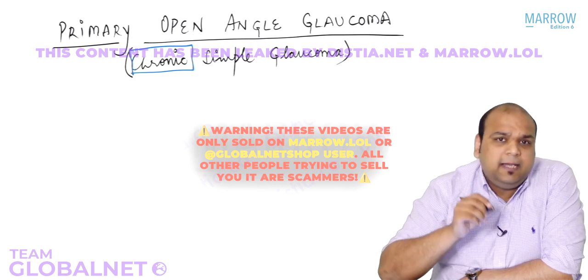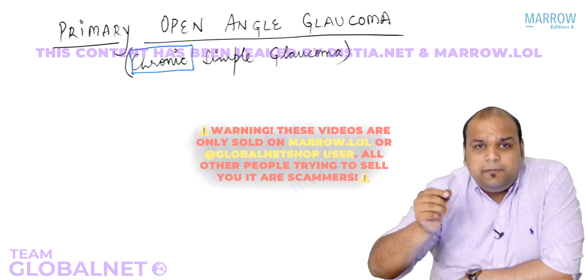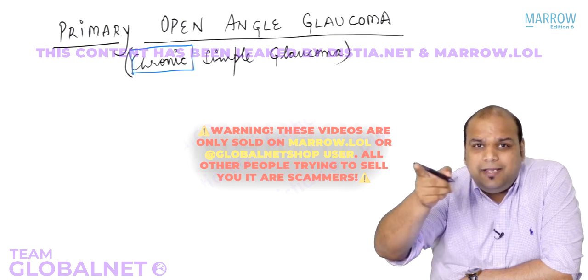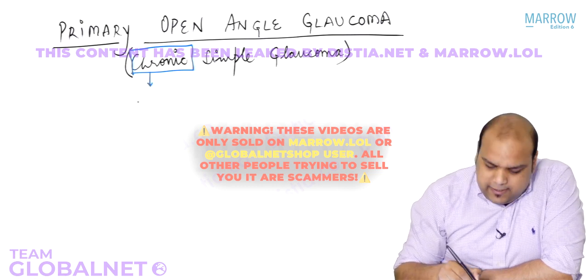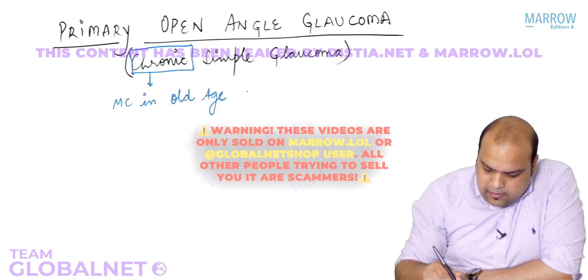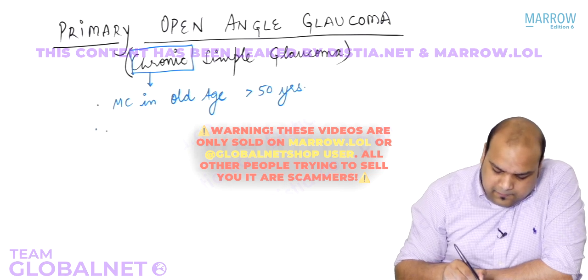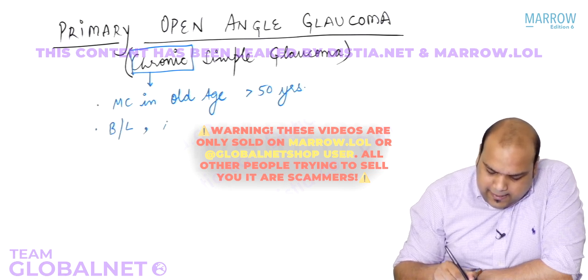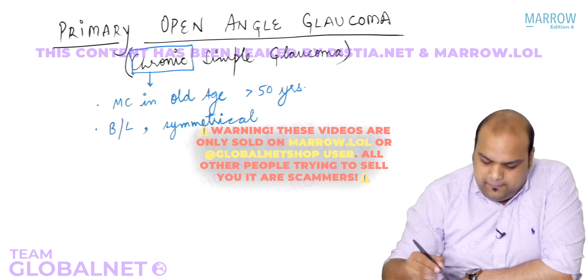And also, if I think about it, grossly saying, chronic diseases like diabetes and hypertension are more common in which age group? Young adults or older adults? 20-year or 50-year? Yes. So I can learn from this point that because it is a chronic disease, it is more common in old age, greater than 50 years of age. It's not a hard and fast rule, but yes, it is more common in old age. Also remember, it is usually bilateral and symmetrical. Open angle glaucoma is usually bilateral and symmetrical.